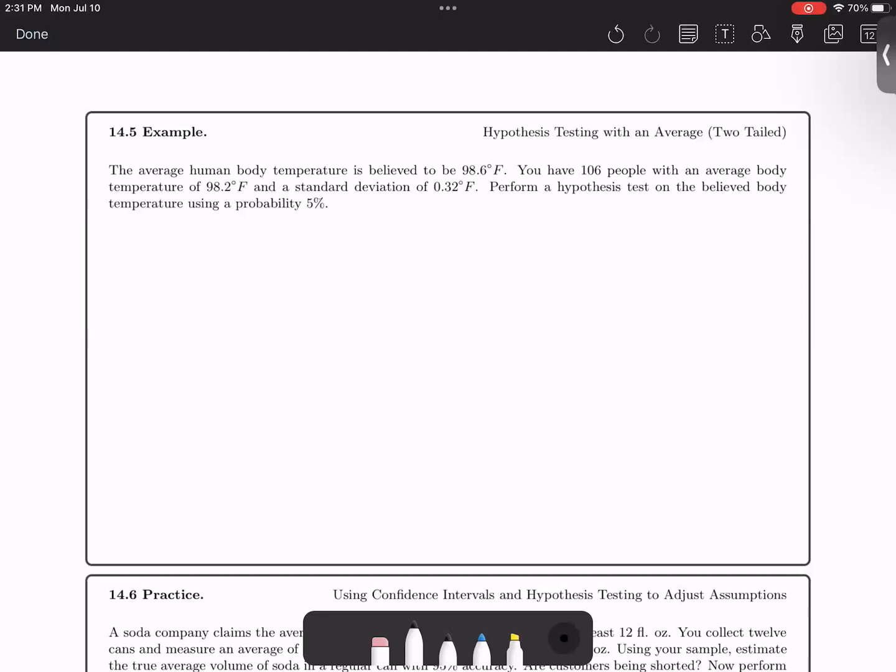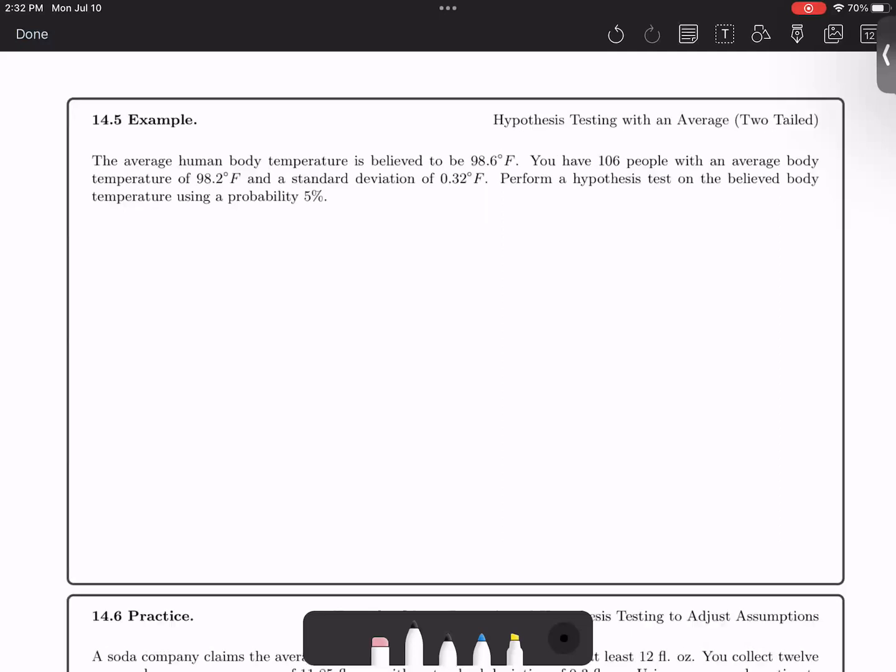The average human body temperature is believed to be 98.6. That sounds like a claim to me. We have 106 people with an average body temperature of 98.2, so this is our study, and the standard deviation of our sample is 0.32 degrees Fahrenheit. Perform a hypothesis test on the believed body temperature using a probability threshold of 5%.